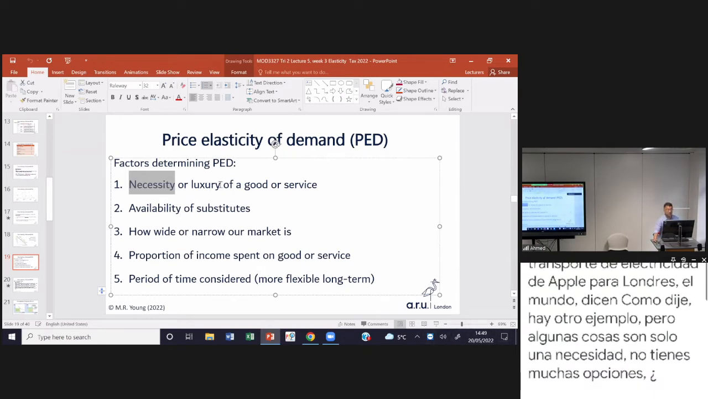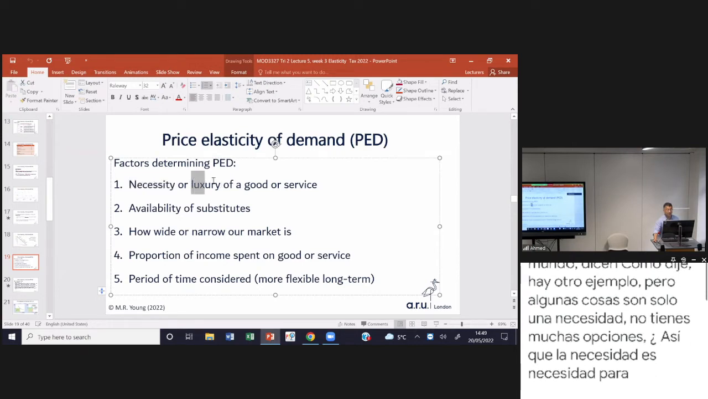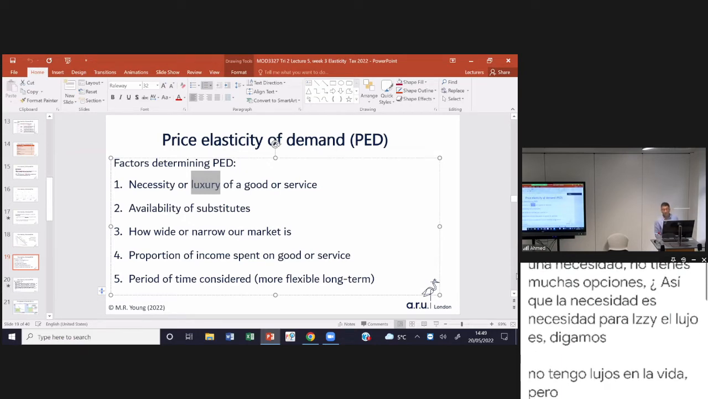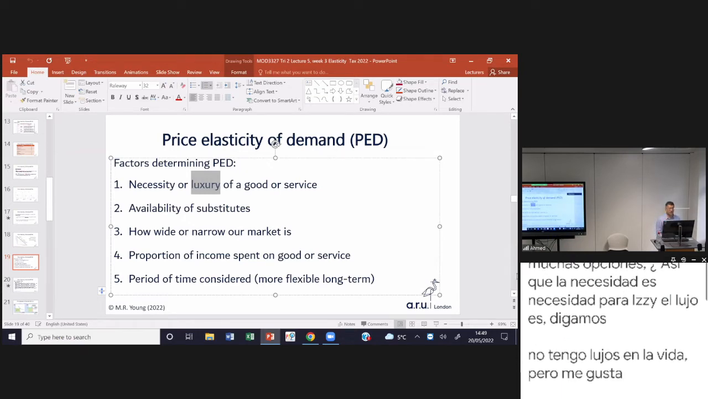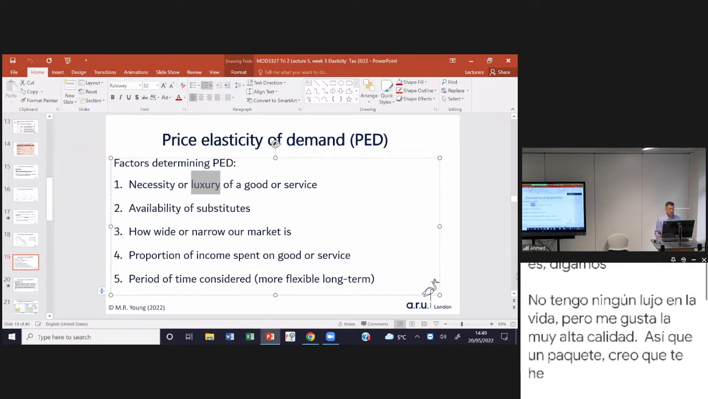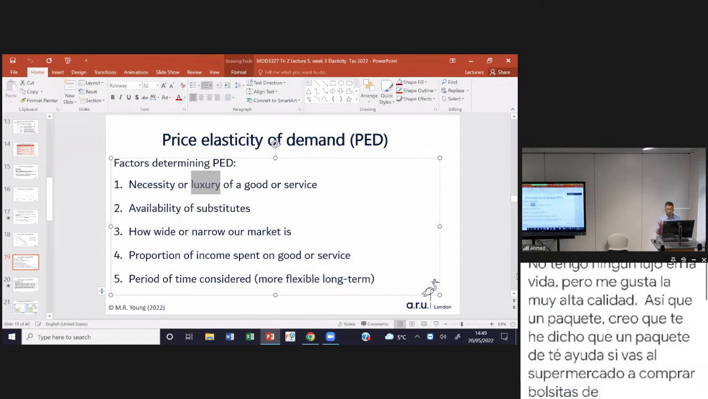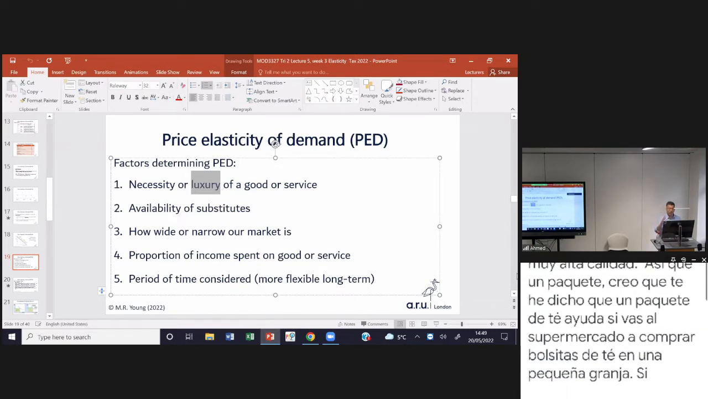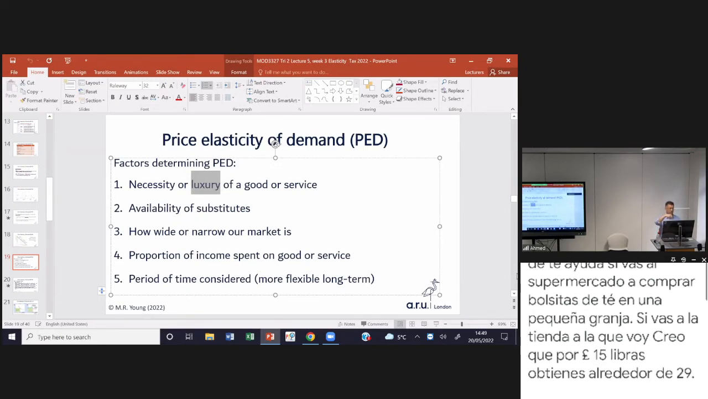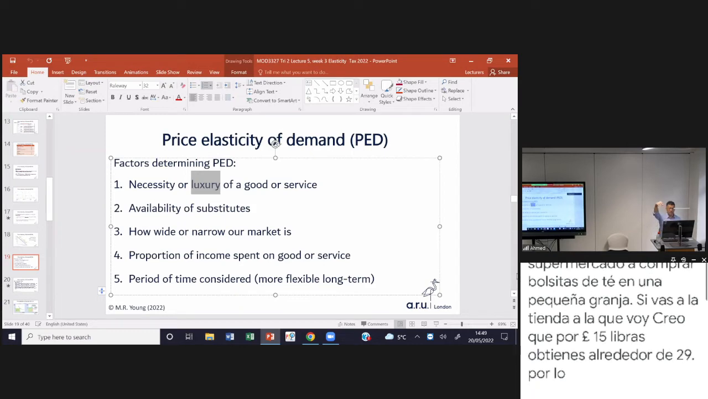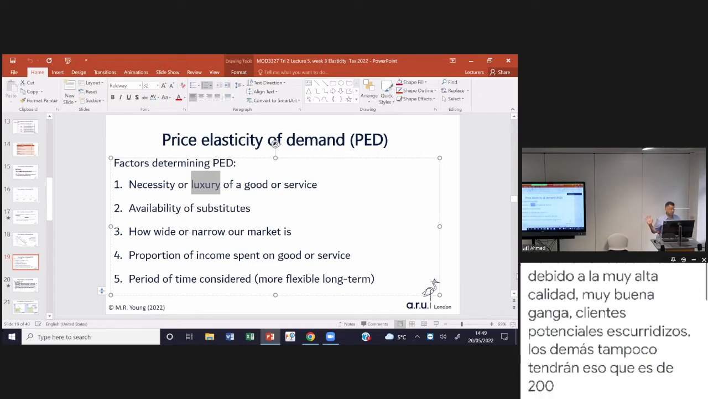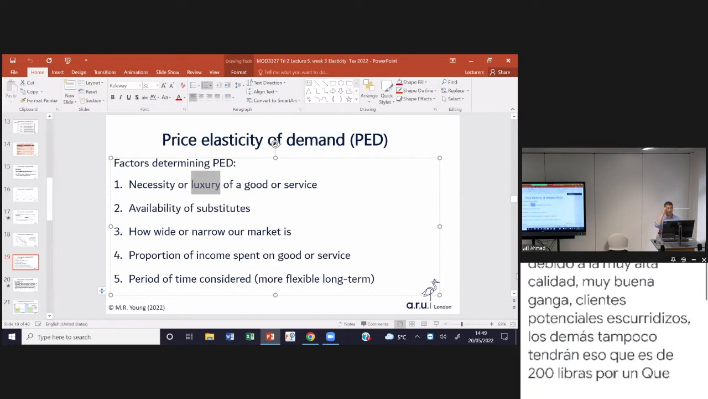I don't have many luxuries in life, but I like very high quality tea. One packet of tea, if you go to a supermarket, 40 tea bags cost £1. If you go to the shop I go to, for £15 you get about 10 tea bags. They're very high quality, very good. Or I get the loose leaf tea. In fact, there's one tea they have there which is £200 for one packet. I don't know what kind of tea that is, but I'm not buying that.